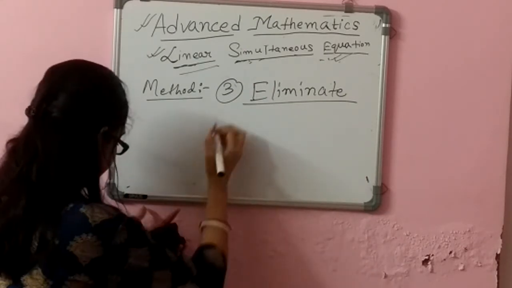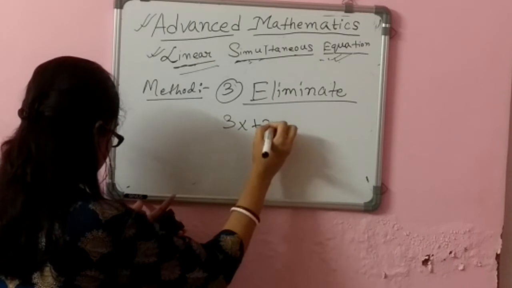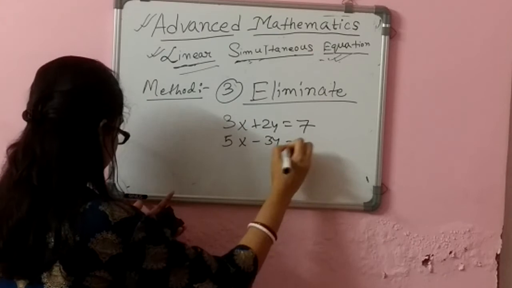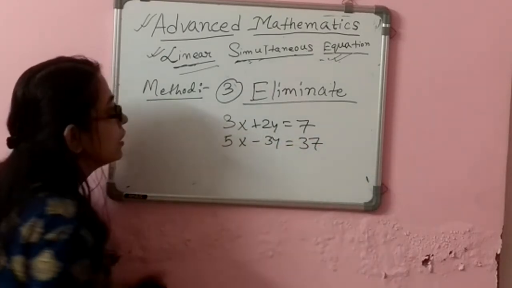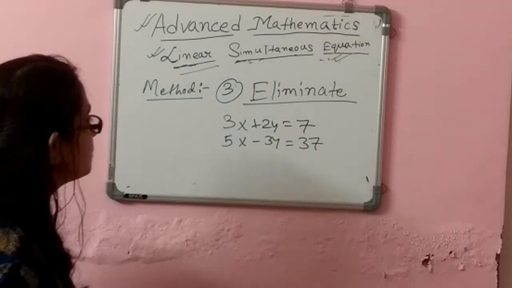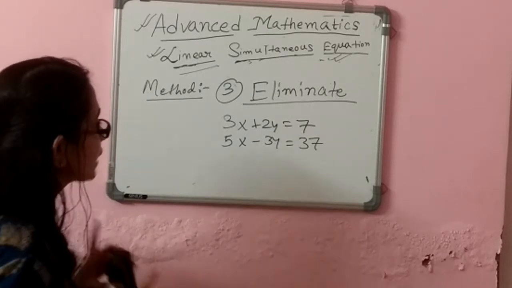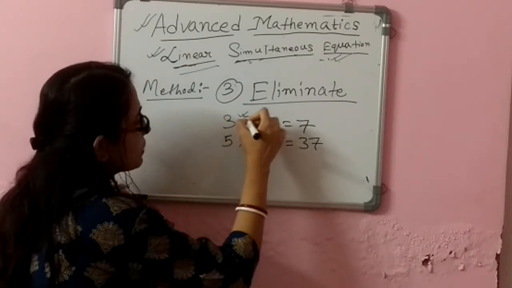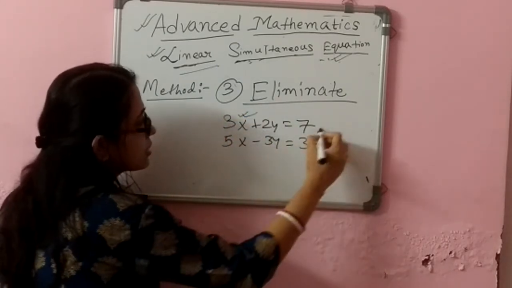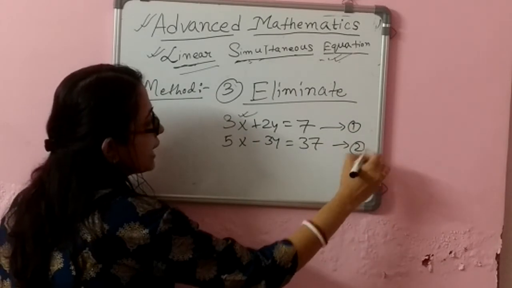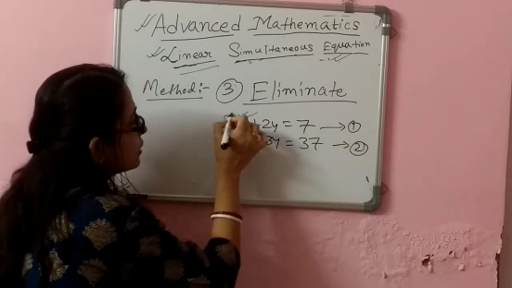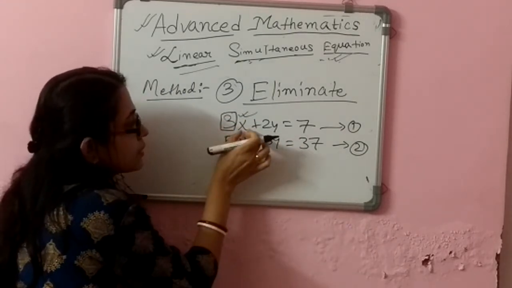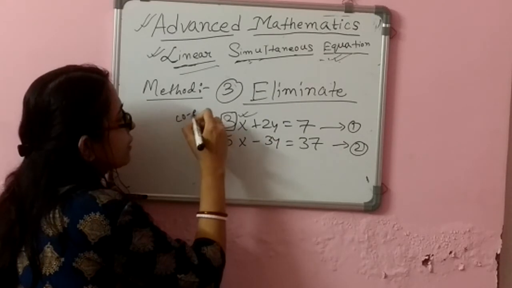Let us take an example and understand it. 3x plus 2y equal to 7, and 5x minus 3y equal to 37. So, the elimination method. In the elimination method, we have to eliminate. How? Suppose here I want to eliminate the variable x from both the equations. How to eliminate? This is called the coefficient of the variable. The number which is multiplied with the variable is called the coefficient of the variable, right?